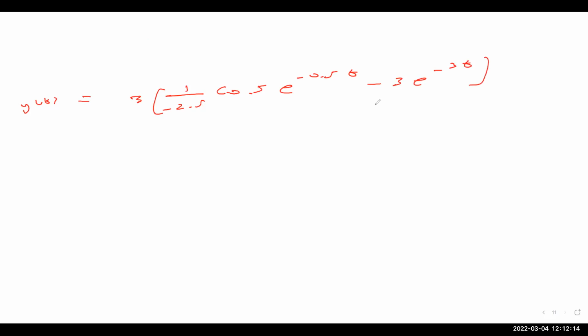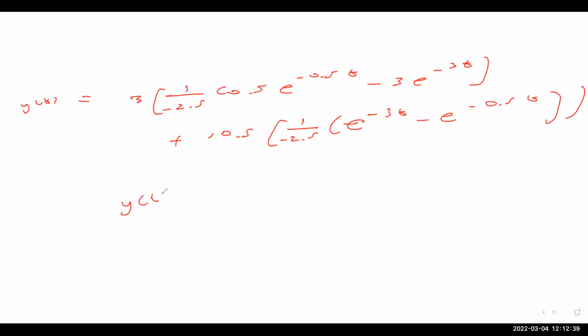So substitute in the equation 16 and 15 plus the other part, 0.5, 1 over 1 over 2 minus 2.5. We get e to the power minus 3t minus e to the power minus 0.5t. All right. So if you simplify this, you will get this answer, right?